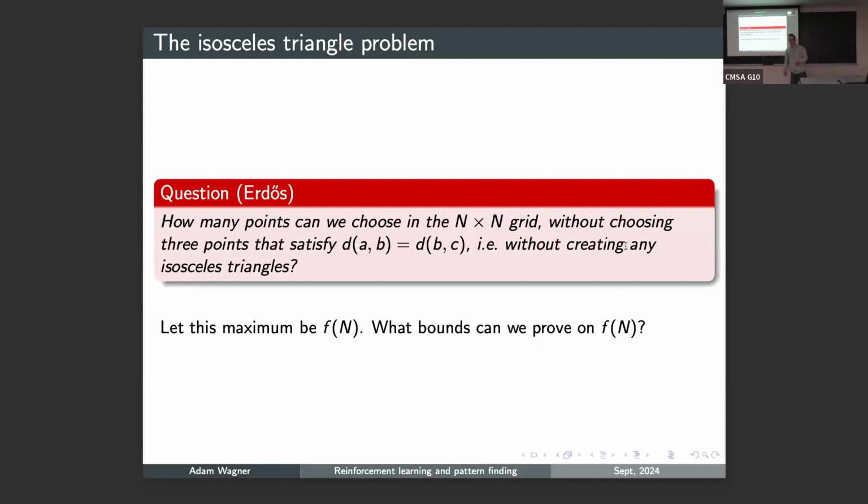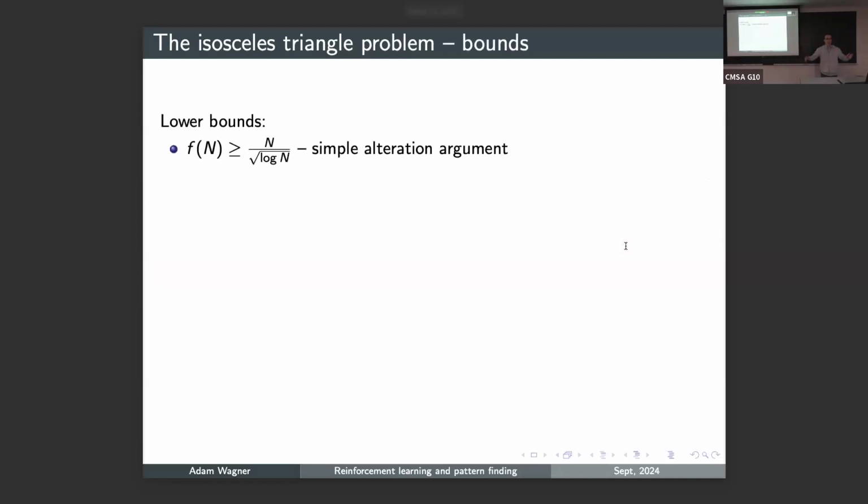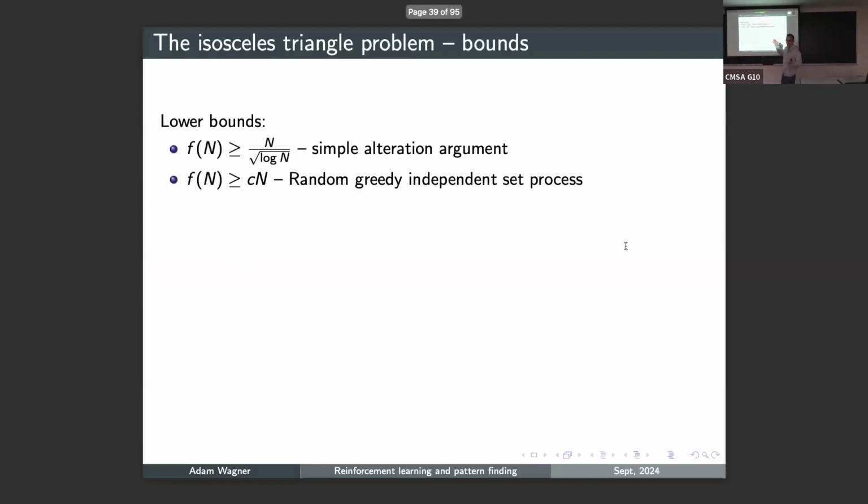So let's call the maximum f of n. Let's first start by doing mathematics. Maybe we can solve the question without doing any computer search. If you know some probabilistic combinatorics, then a lower bound of n over root log n is very simple. I give it as a homework question to my students, and they were not happy about it, but they could have solved it in theory.